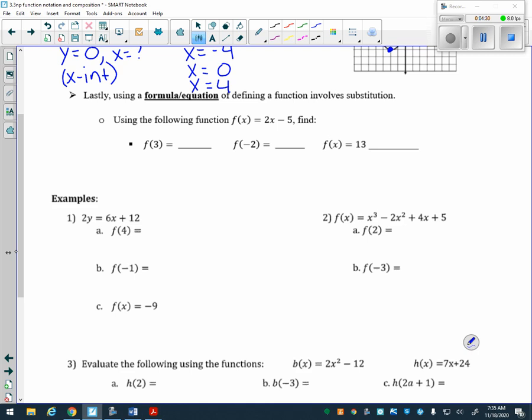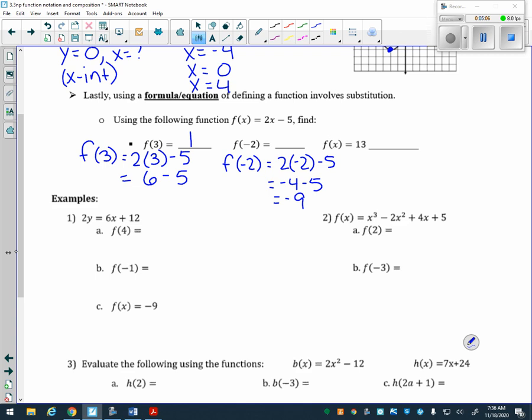And lastly, when you're given an equation, we have the function f of x equals 2x minus 5. Find f of 3, f of -2, and f of x equals 13. We'll do this one together. So f of 3 means we're substituting 3 in for x. So we have f of 3 equals 1. Then we do the same thing for -2. So we have f of negative 2 equals negative 9.